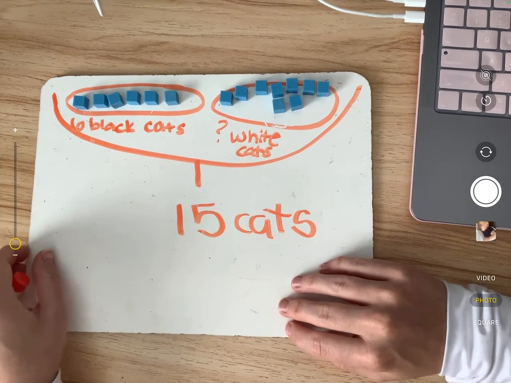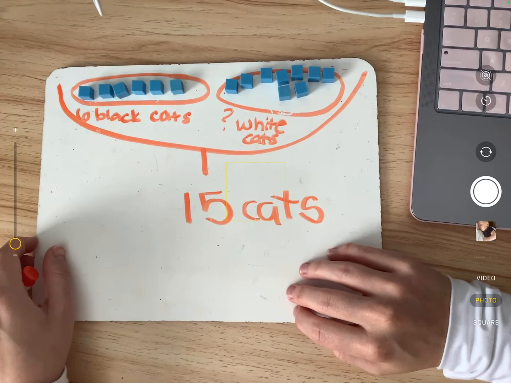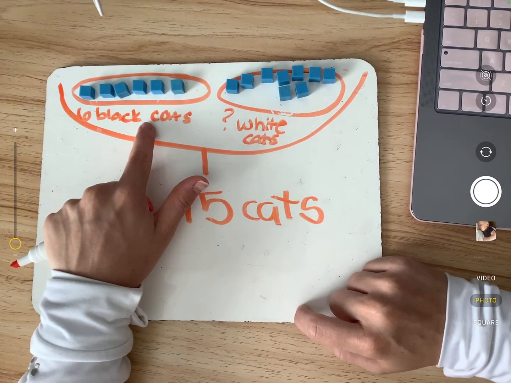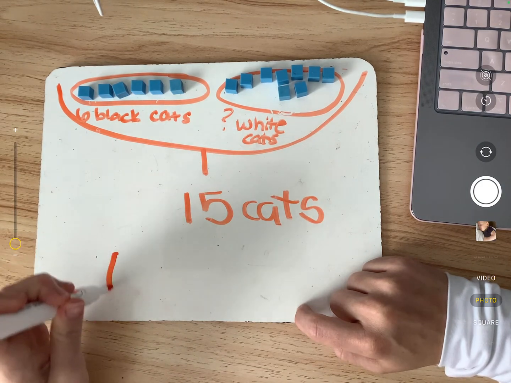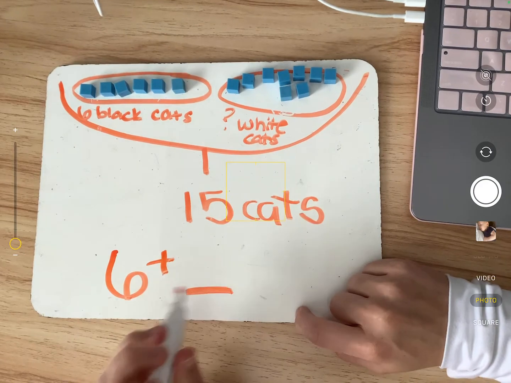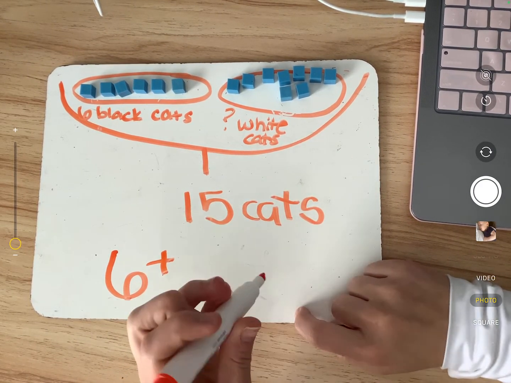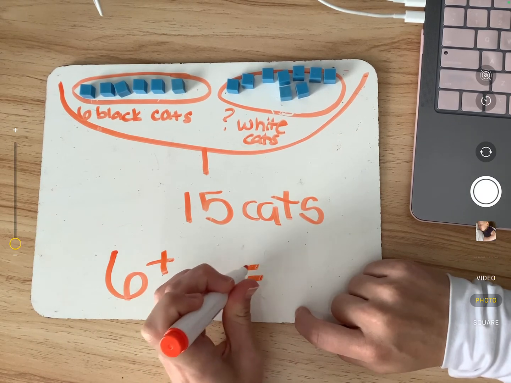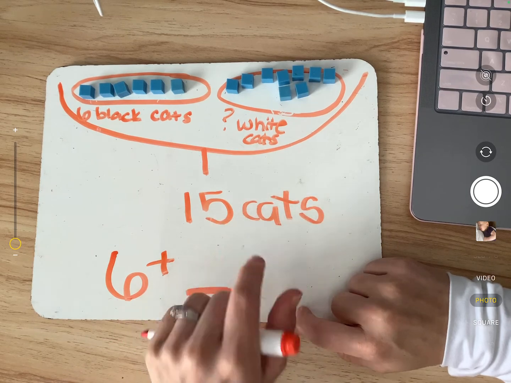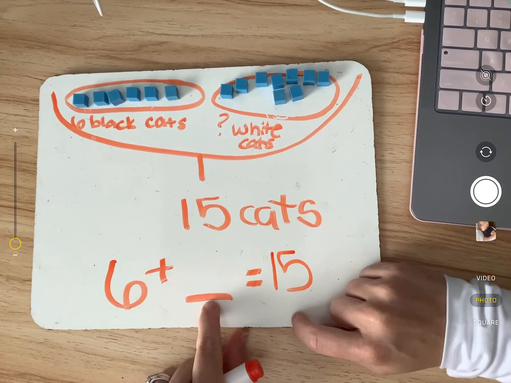I need to write a number sentence to go along with this. So, how many did I start with? How many black cats did I have? I had 6. Plus, we didn't know how many white cats we had, right? But we did know how many cats we had altogether. Alex, say, how many cats did we have altogether? 15, right? 15. So 6 plus what equals 15?